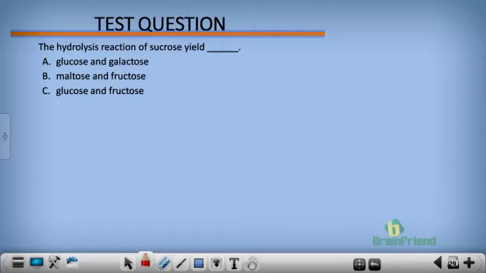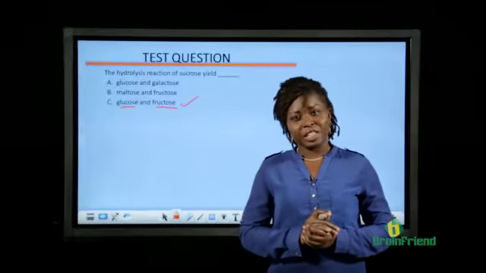Another question. The hydrolysis reaction of sucrose yields: A, glucose and galactose, B, maltose and fructose, C, glucose and fructose. Well, our answer is C. From our lesson, we learned that sucrose is hydrolyzed to give back its monomers, which are glucose and fructose. With this, we have come to the end of our lesson.